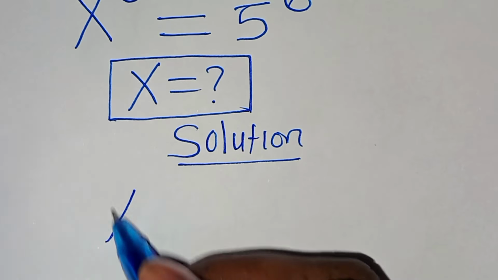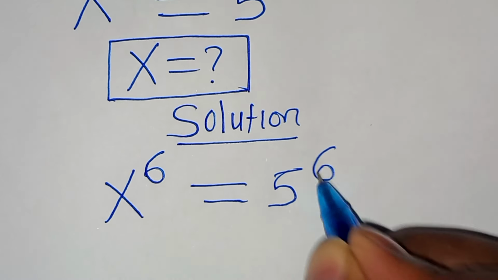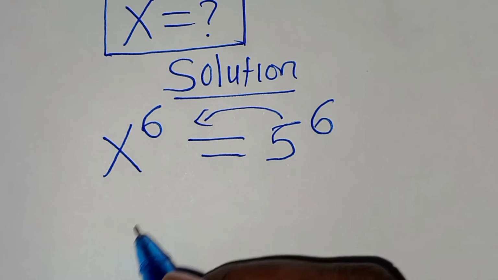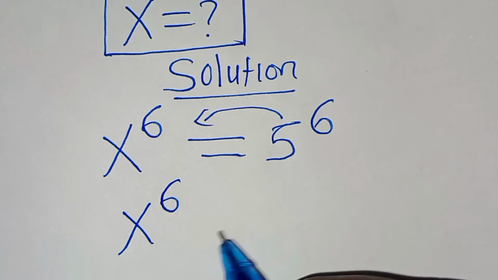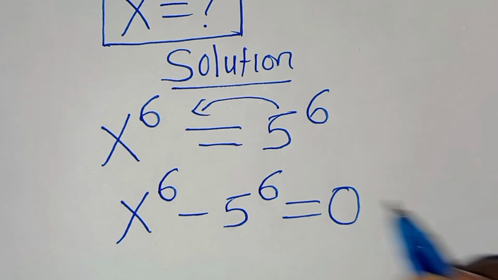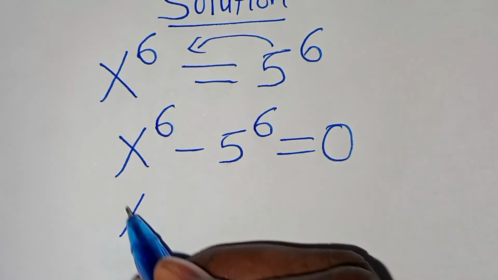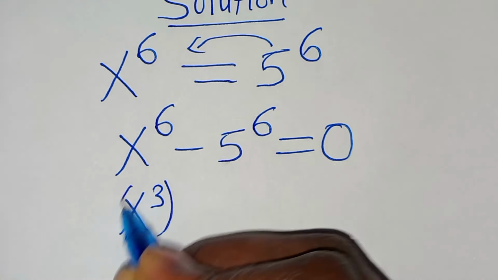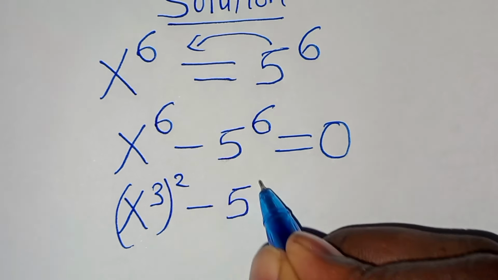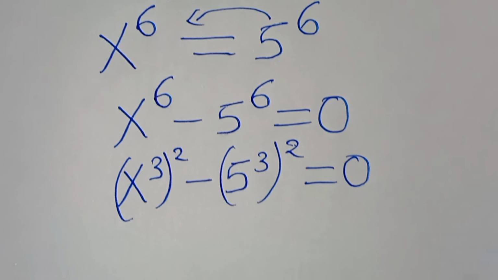We have x to the power of 6 equal to 5 to the power of 6. Let's take 5 to the power of 6 to the left hand side so that we have x to the power of 6 subtract 5 to the power of 6 equal to 0. Now x to the power of 6 can be expressed as x to the power of 3 raised to the power of 2, then subtract 5 to the power of 6, which is 5 to the power of 3 raised to the power of 2, equal to 0.